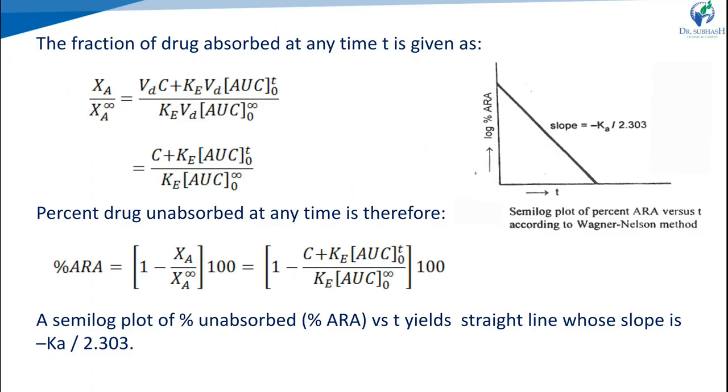We can plot the graph of log percentage ARA versus time. We get a straight line, and from the slope, that is minus K upon 2.3, we can find out the Ka value. So these are the two methods to find out the absorption rate constant, that is Ka: the method of residuals and the Wagner-Nelson method.